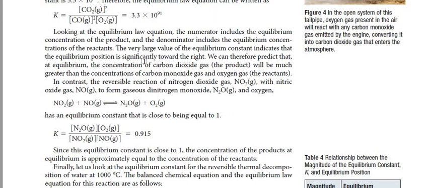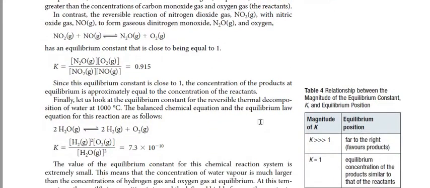In contrast, consider the reversible reaction of nitrogen dioxide gas with nitric oxide gas, NO, to form gaseous dinitrogen monoxide and oxygen, as you see here. When we write the equilibrium constant, we can say [N2O][O2] divided by [NO2][NO] equals 0.915. Since this equilibrium constant is close to 1, the concentration of the product at equilibrium is approximately equal to the concentration of the reactants.